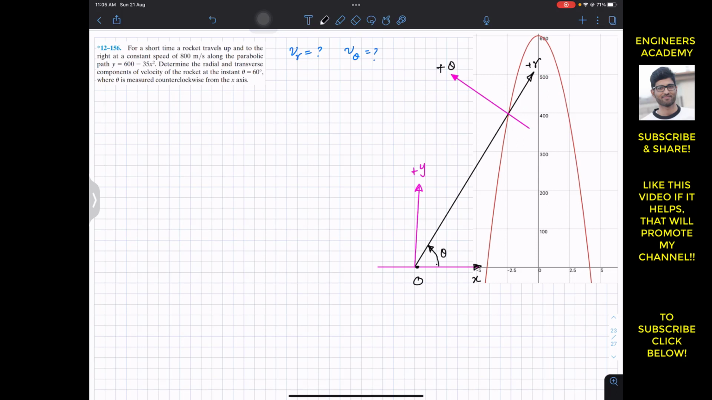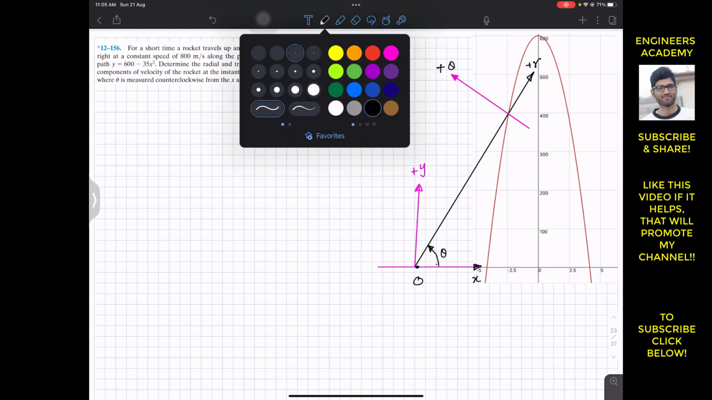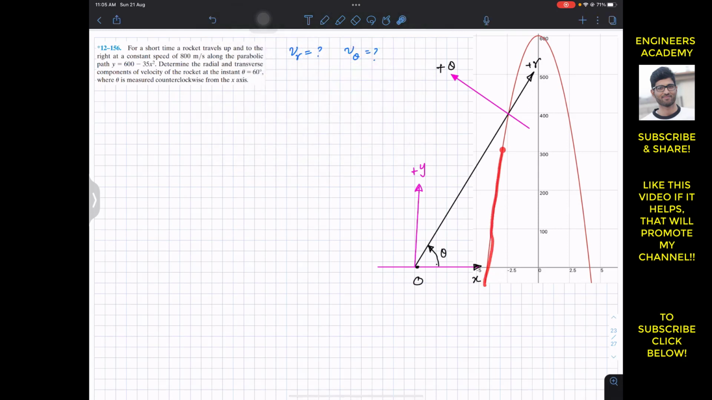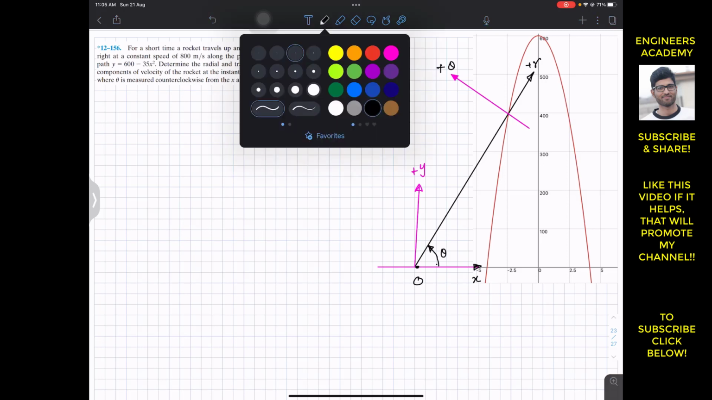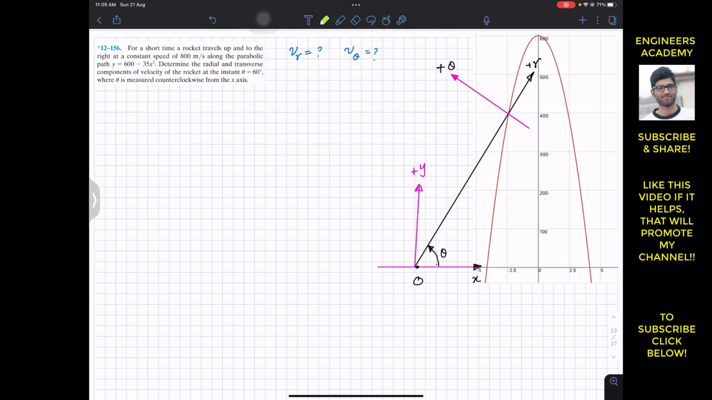This is plus r. Now we are given that the rocket is moving with a constant speed of 800 meters per second along the parabolic path, right? So that 800 meters per second velocity is tangent to this parabolic curve. So let's define our tangent at this particular point. So let's say that this is our tangent. This is our tangent line.